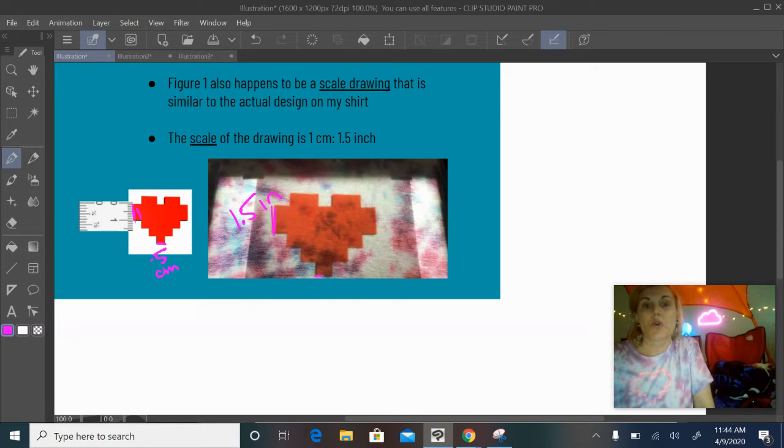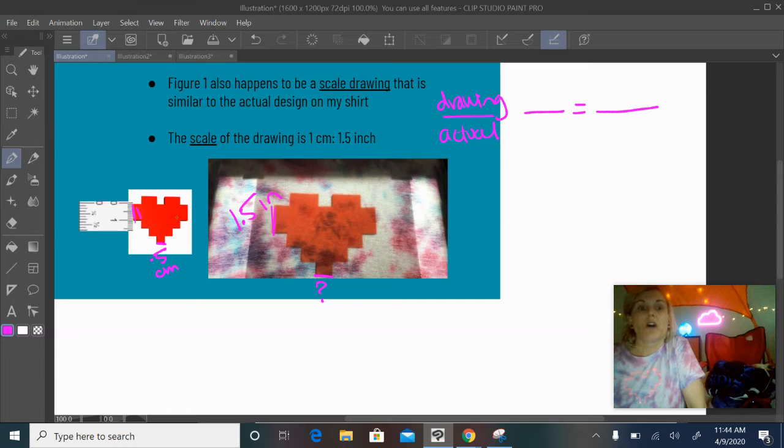If I also measure this distance right here, and I know that it's 0.5 centimeters, and I want to know what this distance right here is to make sure that they are similar, that they're proportional, then I'm going to set up a proportion. Just like we did in the past, a proportion is a ratio equaling another ratio. When I'm solving something like this, I want to use my words. The two things I'm comparing are the drawing and the actual, the actual design on my shirt.